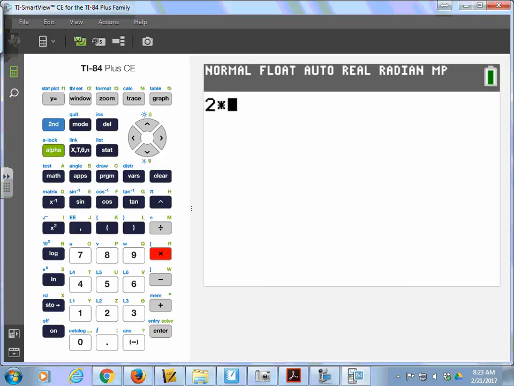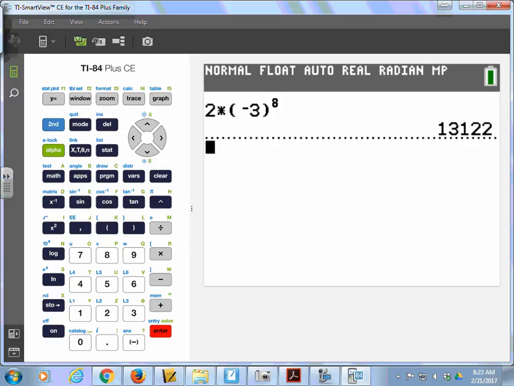2 times negative 3 to the power of 8. All right, so there's our number. And the reason you've got to use parentheses is because if I just say 2 times negative 3 to the power of 8, then it's going to give me a negative 13,122. And this is definitely going to be a positive number.